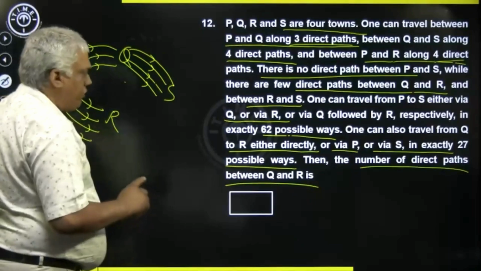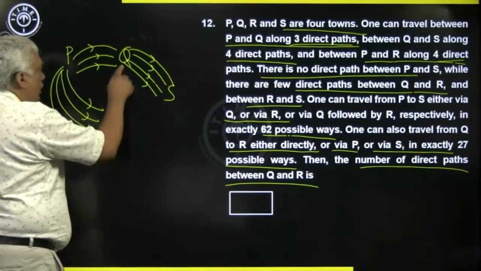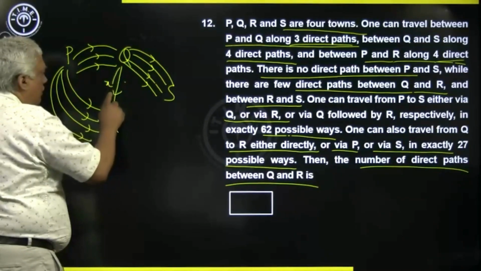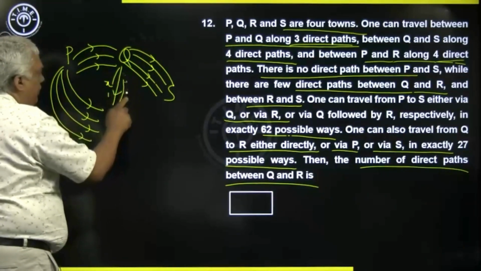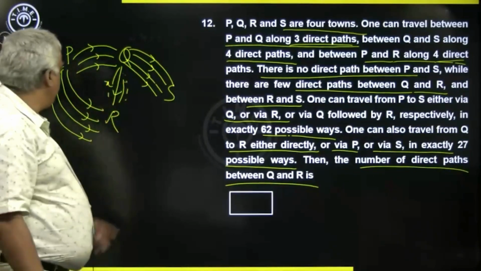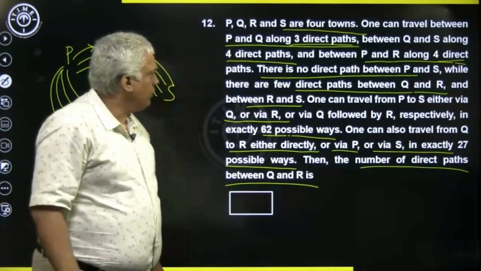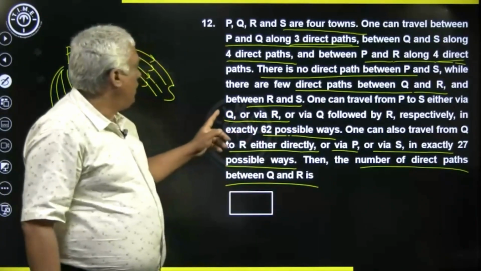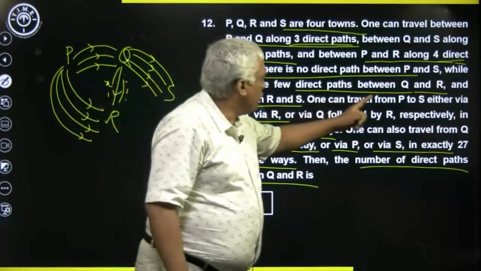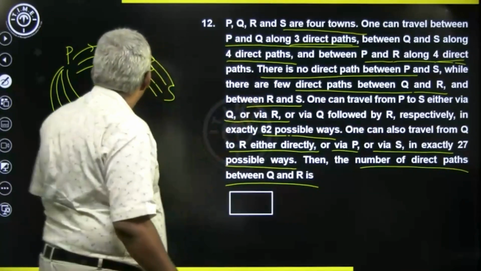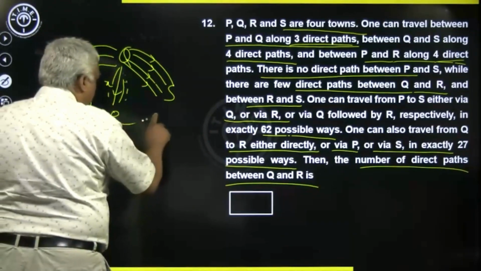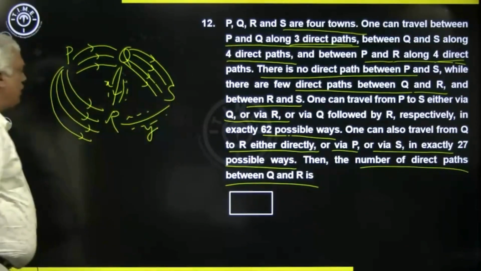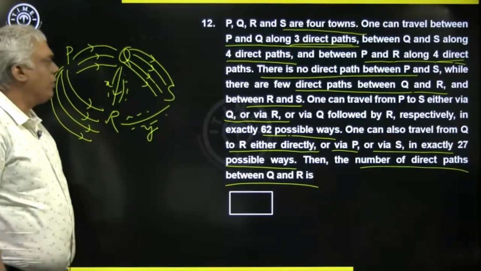So between Q and R there are a few paths, let us say x number of paths. We do not know how many, so let us say some x number of paths between Q and R. Between R and S again there are some direct paths, let us say y number of paths between R and S.